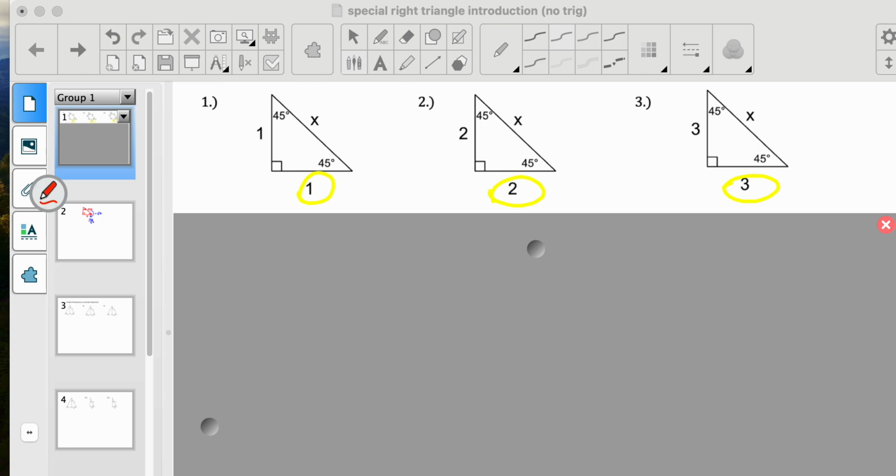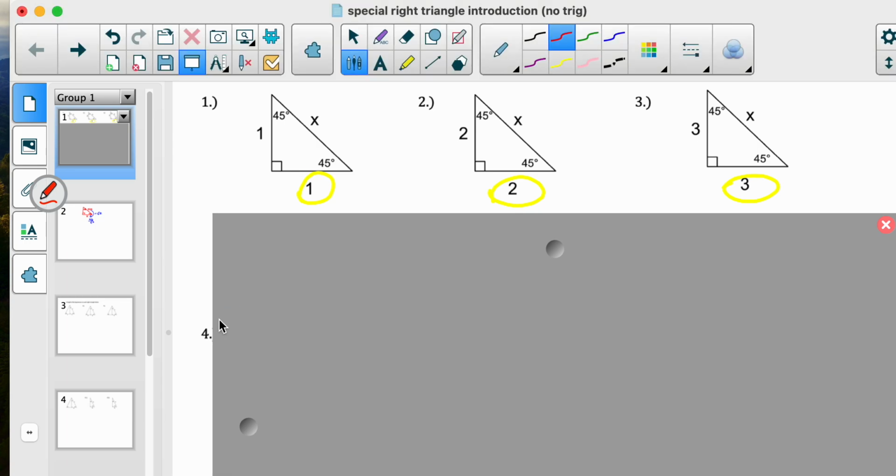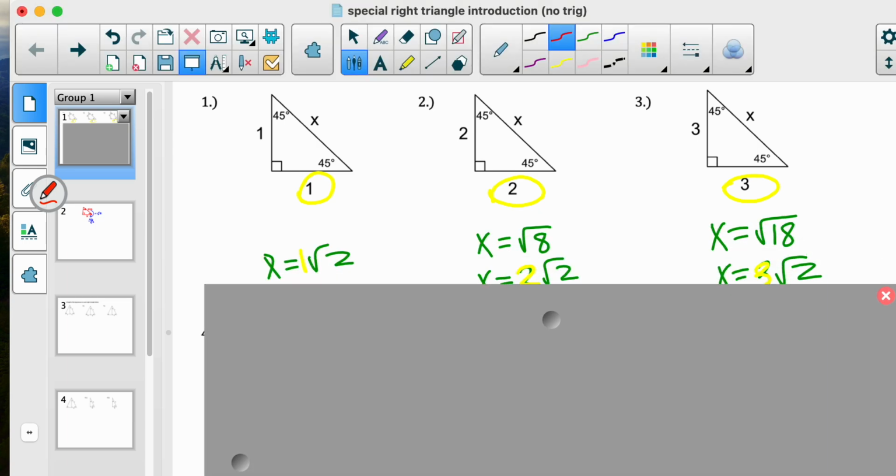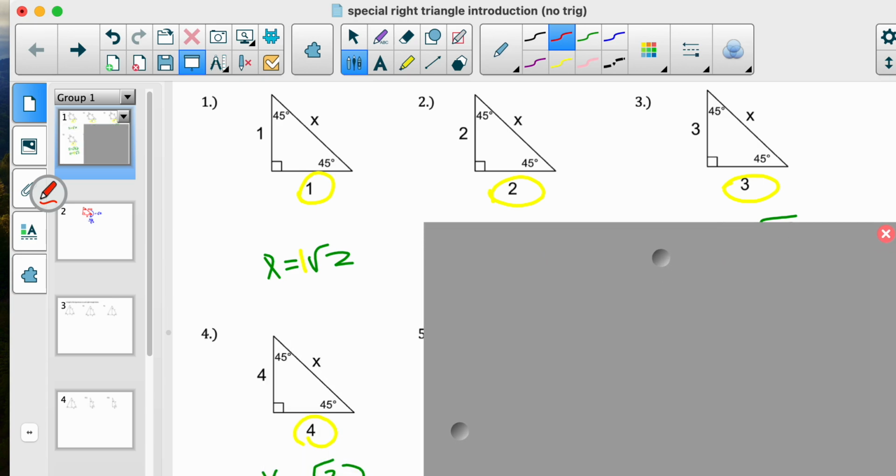You would use the Pythagorean theorem over and over again here to see that correlation. And once you got your answer, I asked you to not write it as a decimal, but as an exact answer. I'm guessing most of you on number 1 wrote that your answer was square root of 2. Yes? But did you notice that the length here was 1?